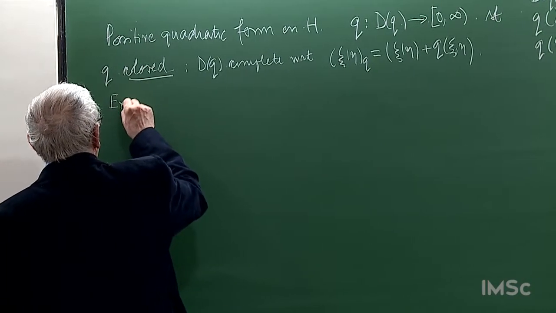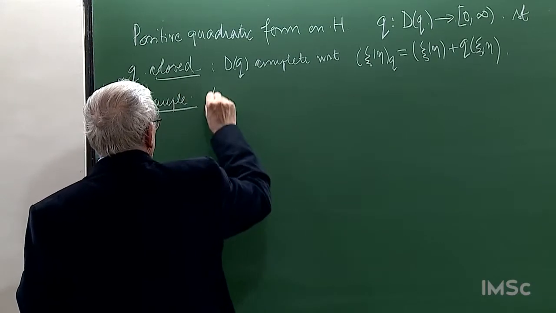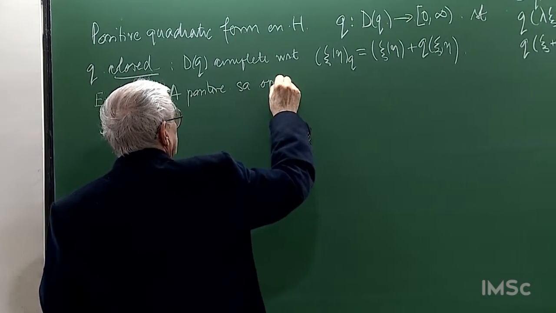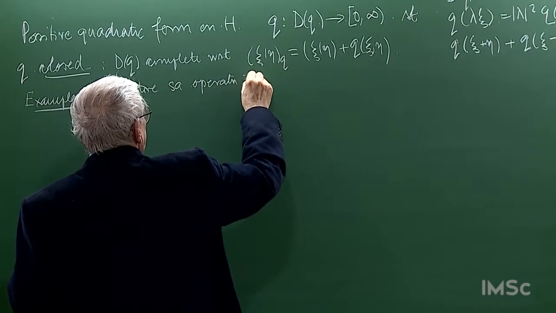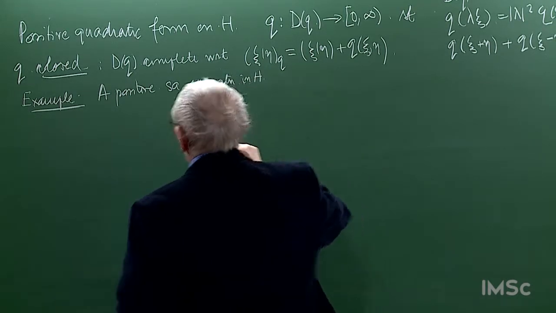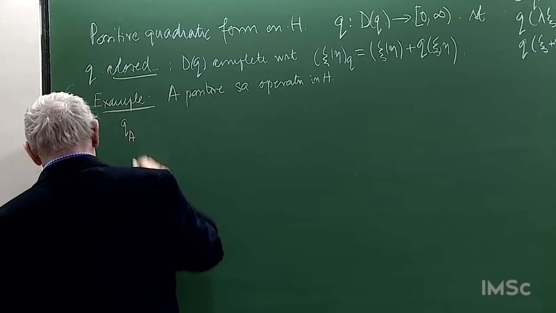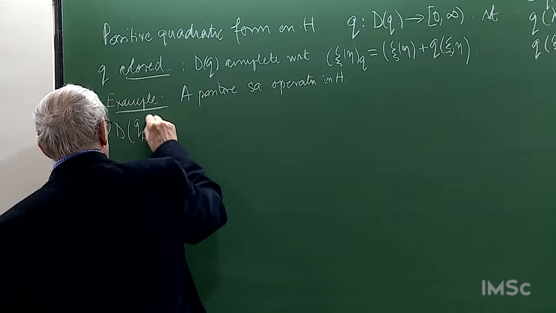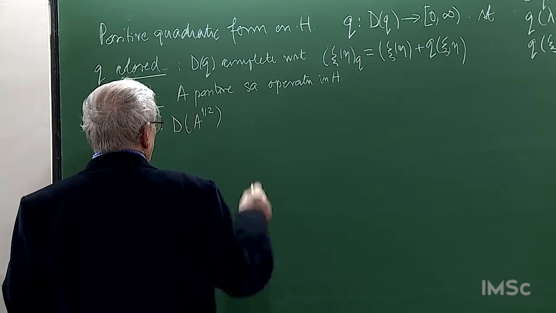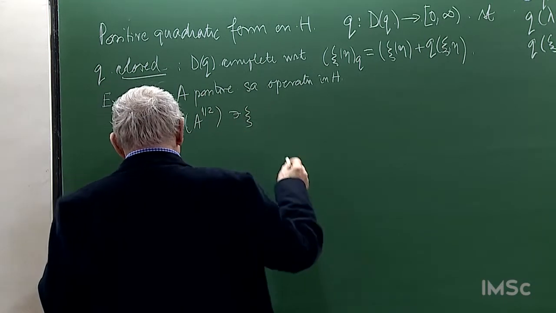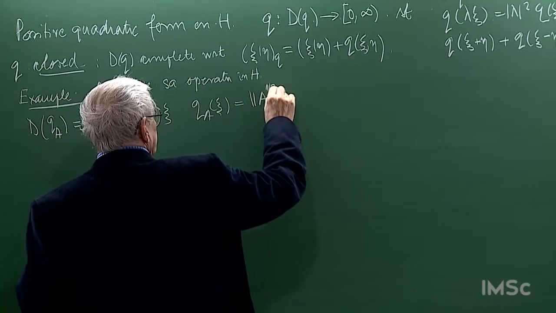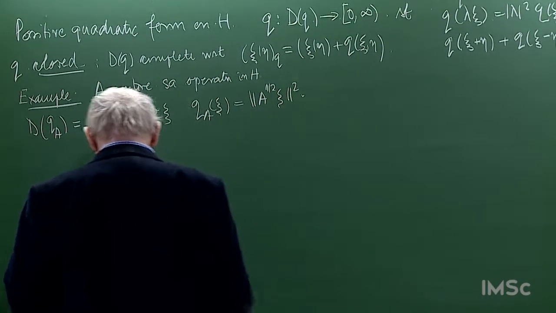So, example: you have a positive self-adjoint operator A in H. And then you define the form associated to it, Q_A, with the domain of Q_A equal to the domain of the square root of A. And for a vector xi in here, you have Q_A of xi equal to the norm squared of A^(1/2) xi.